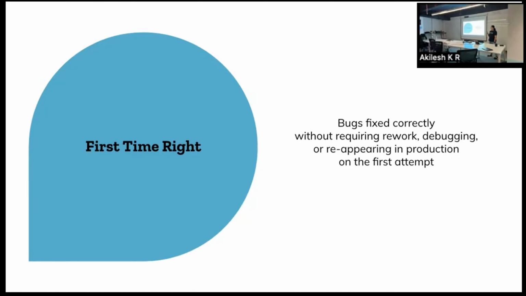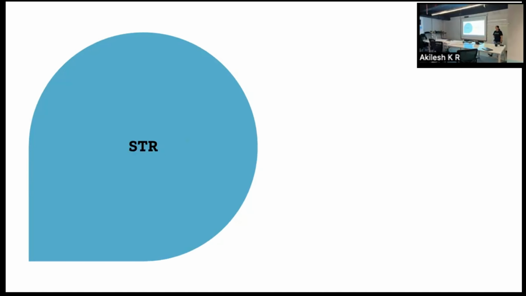And this sounds too obvious to be coined as a term, right? If you have a bug, you can fix it, and that's going to work the first time. But what's so special about it? If you have to fix a bug, one of the important things that you need to have is this. Do you want to take a guess?